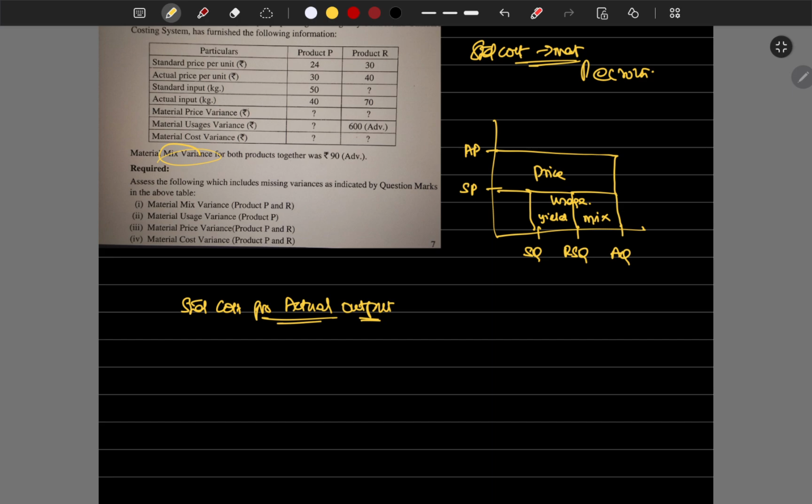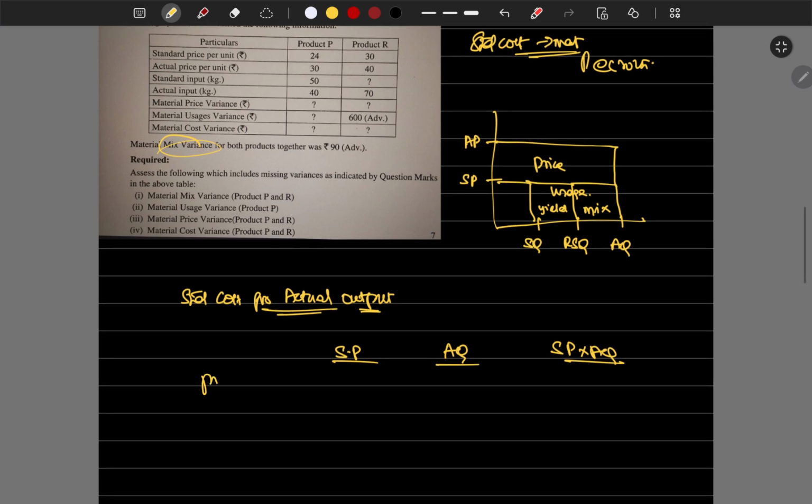Okay. What's this? Standard price, actual quantity, which is standard price into actual quantity. Product P, what's the standard price? 24. What's the actual input, which is 40, then comes standard price, which is 30, and then we have an actual input of 70.